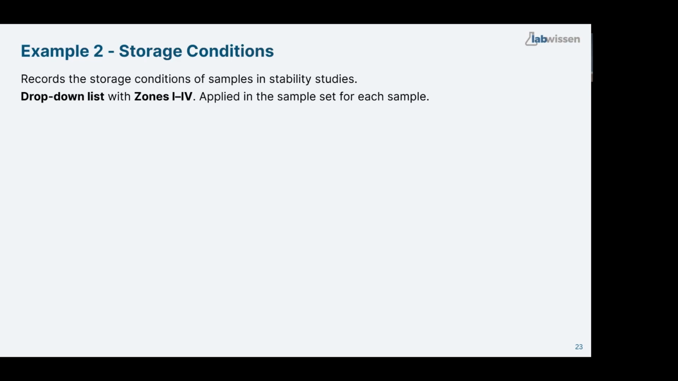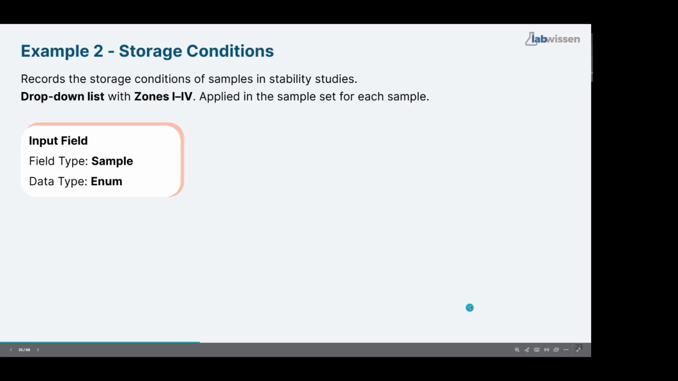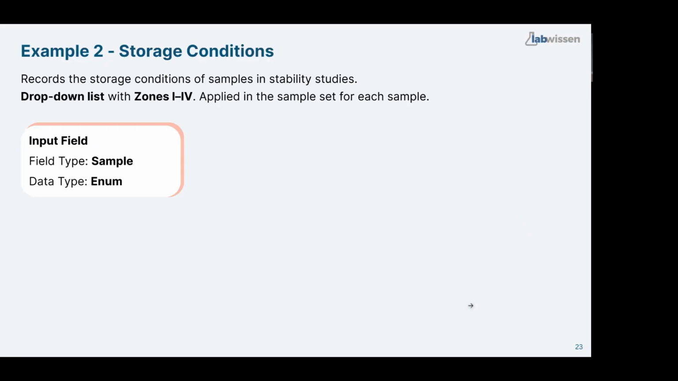So here, yeah, I see the right answers, great. So that is the input field. It uses field type sample because I want to document storage conditions for each sample. It's not like sample set, because that would refer to the whole sample set, where I can enter only one comment. But if I want to enter it for each sample line, I need to use field type sample. And data type enum; enum is used for the drop-down list.